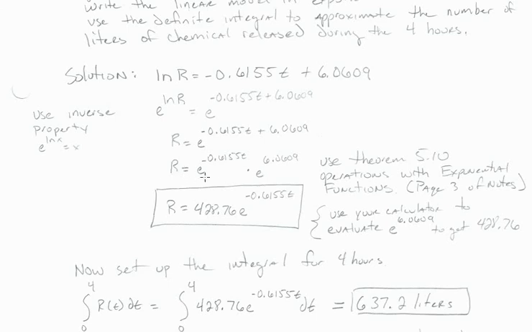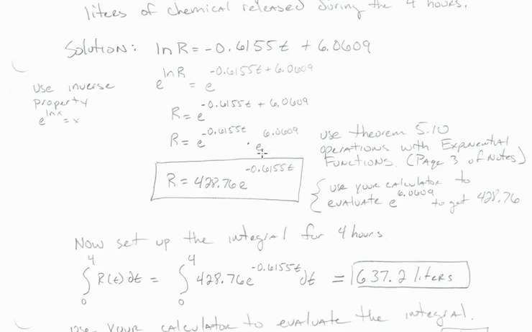Alright, so when we do that, r is equal to e to the negative 0.6155t times e to the 6.0609. What happens? Since the e to the 6.0609 is a constant, we can actually use our calculator to get that value. When you do, you get 428.76, and so that's why r is 428.76 e to the negative 0.6155t. So that's part 1.